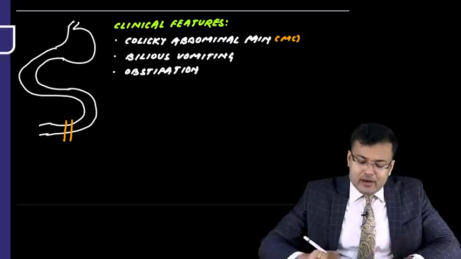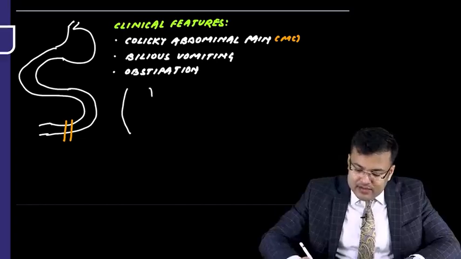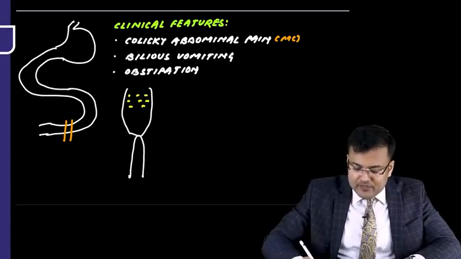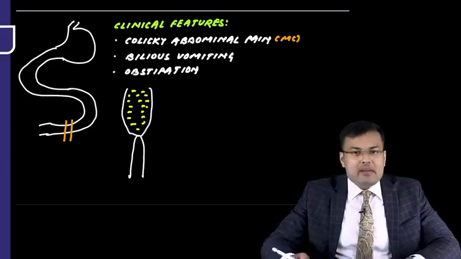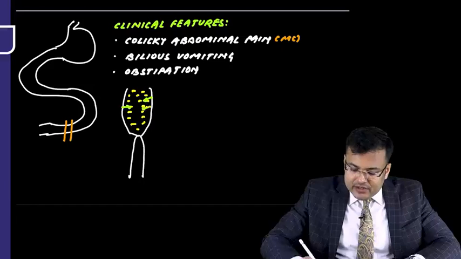Second important point, whenever there is obstruction, what will happen? The proximal part of bowel will be distended, and the distal part of bowel will be collapsed. So in the proximal part of bowel, there will be collection of what? Whatever food and fluid the patient has taken. Second, there will be secretion from the jejunum.